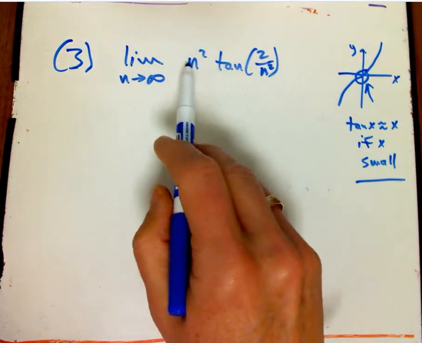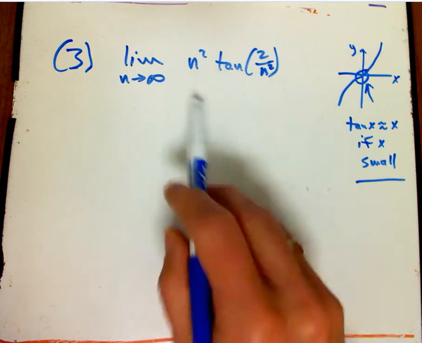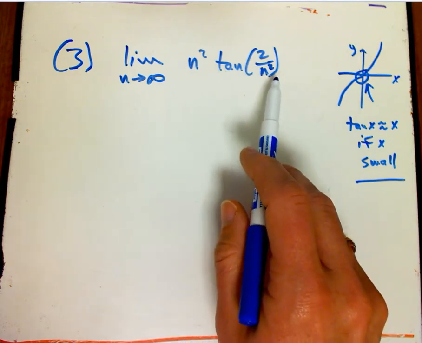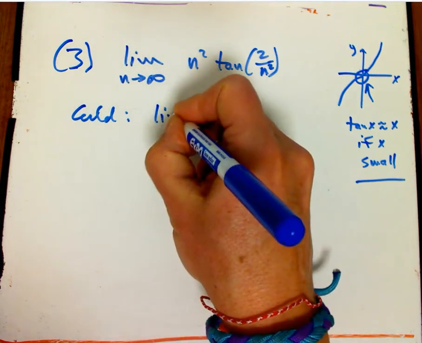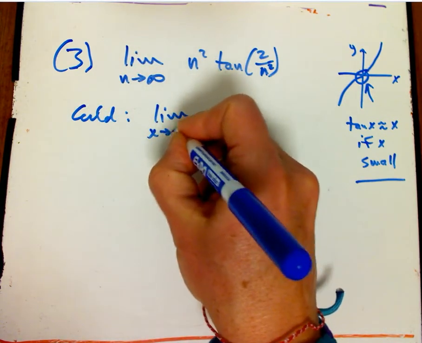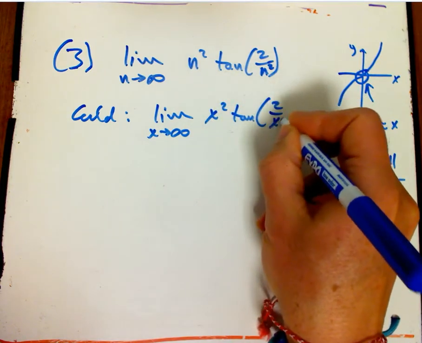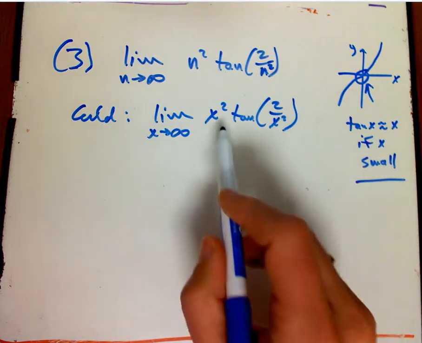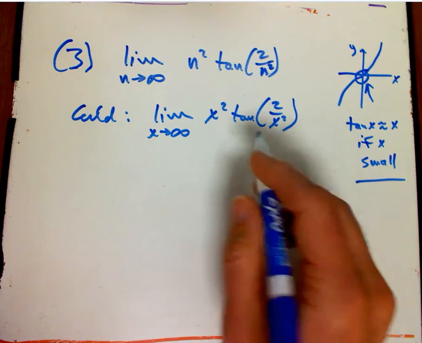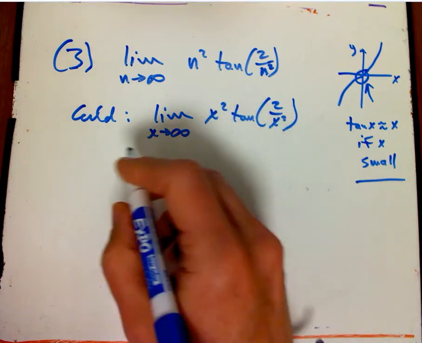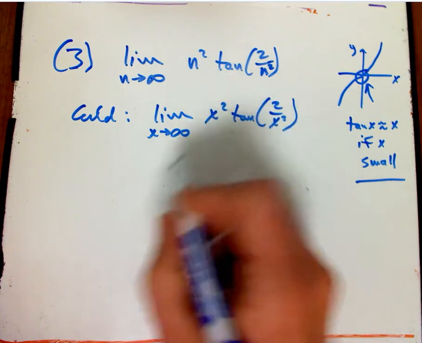Well, once again, this is something that makes sense as a function of a real variable, and we can use any of our techniques for taking limits of a real variable. So we could just look at the limit as x goes to infinity of x squared tan 2 over x squared. That would be an infinity times 0 type, and we could do L'Hopital. A little awkward and unnecessarily so, because instead of just replacing n with x, we could do something a little more creative.